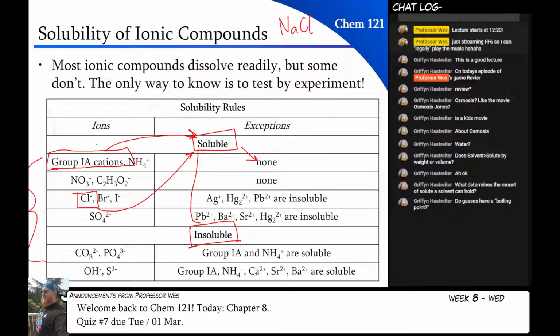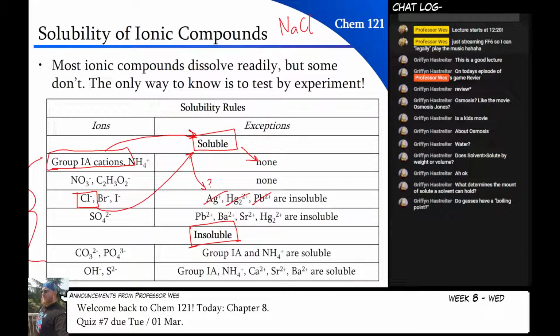Oops, I went way too far down. Unless it's paired with one of these things. And then we would check them. Well, I have sodium, so sodium is not any of these. Therefore, we would conclude soluble. Okay, so that's how we use the chart.